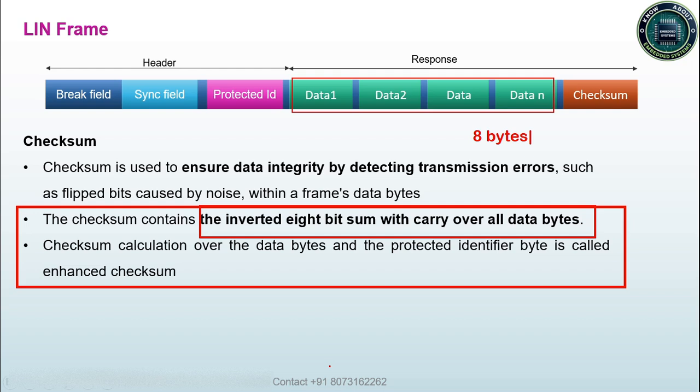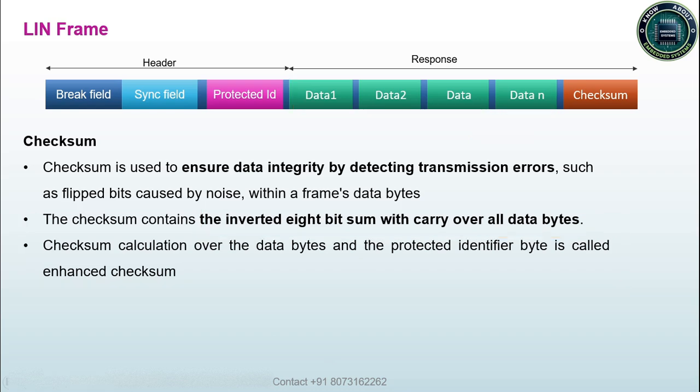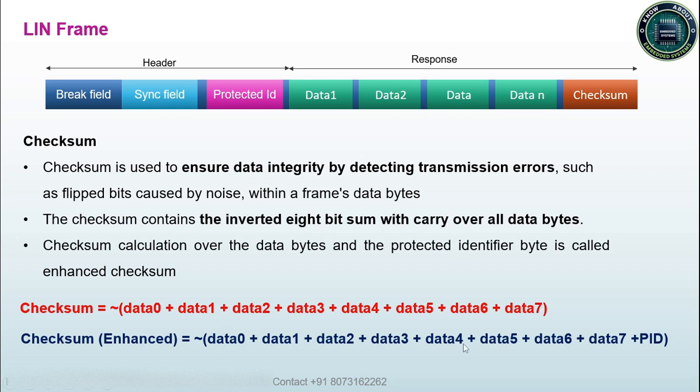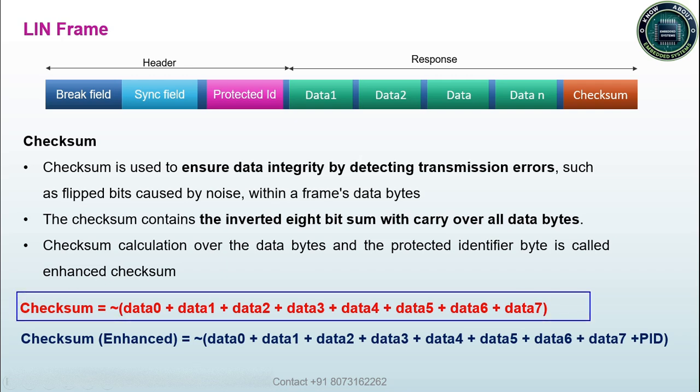So we get the sum, and inverting it gives the checksum. This is called the classical checksum, and we also have something called the enhanced checksum. In the enhanced checksum, we add the PID as well: 8 bytes of data plus PID, so 9 bytes are added. Now if you observe, this is my checksum calculation method. Checksum is the summation of data byte 0 to data byte 7, then you negate it. This is called checksum calculation in LIN.